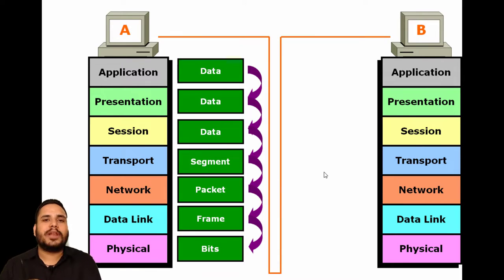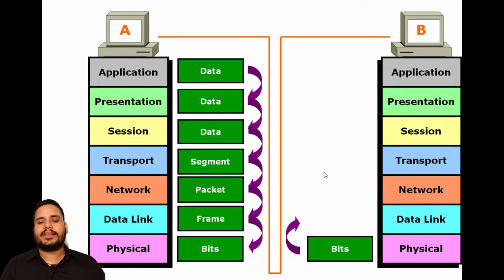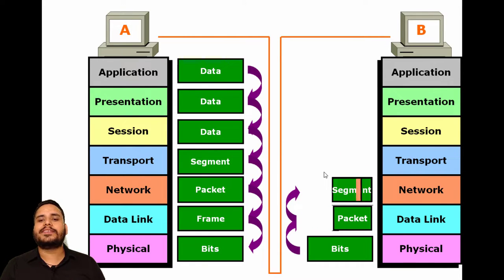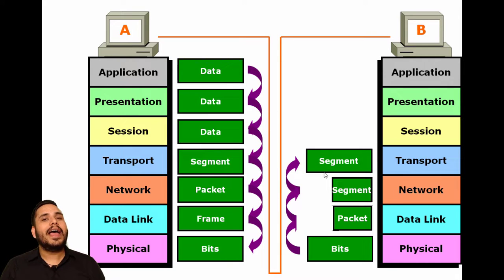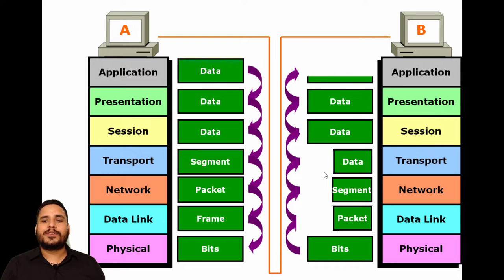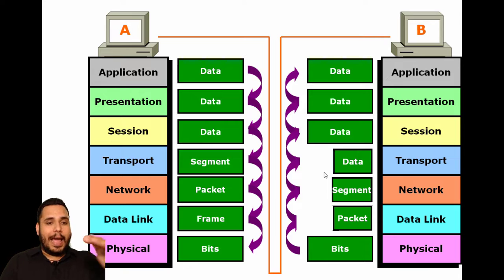Now at the de-encapsulation phase, bits go directly to the data link layer, where frames are used. Now when it is de-encapsulated, headers are removed and the packet is there. The packet's header is removed, then the segment is there, and the segment's header is removed, then the data is there. So this is the encapsulation and de-encapsulation process. So this is all about layer 7 to layer 1, application layer to physical and physical layer to application.